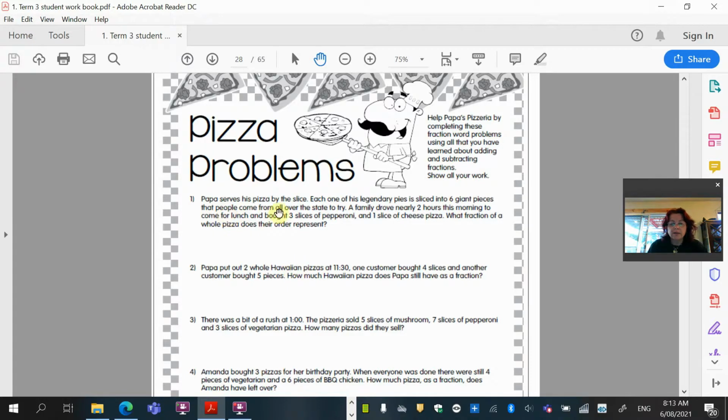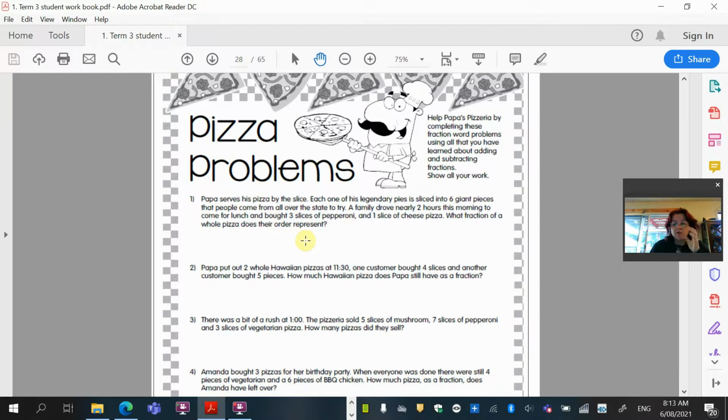Okay, Papa serves his pizza by the slice. Each one of his legendary pies is sliced into 6 giant pieces that people come from all over the state to try. A family drove nearly 2 hours this morning to come for lunch and bought 3 slices of pepperoni and 1 slice of cheese pizza. What fraction of whole pizza does their order represent?